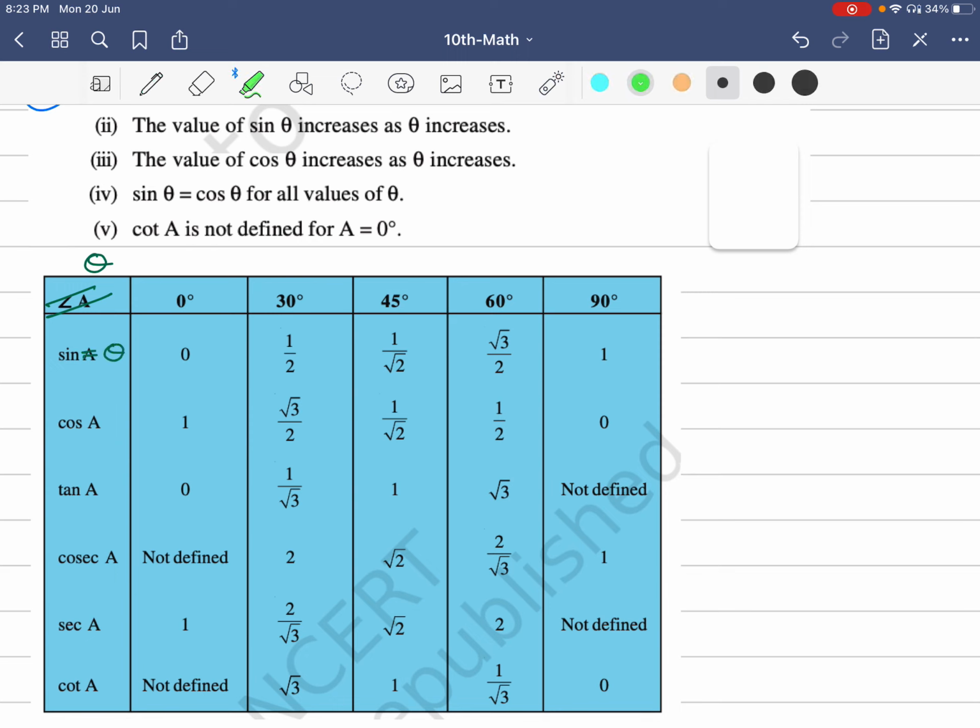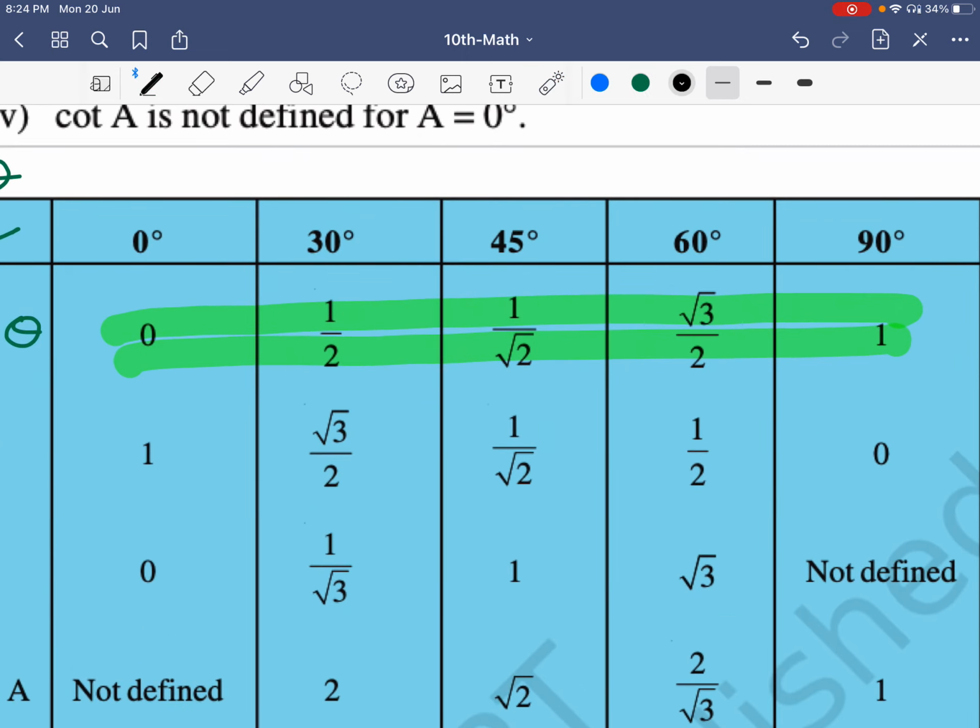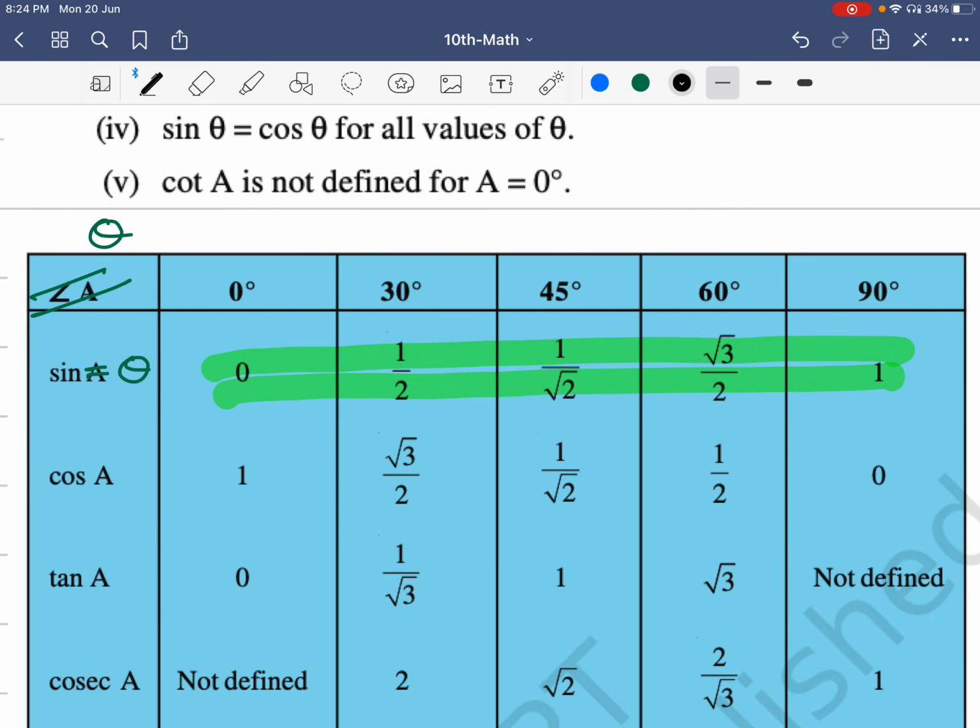Once again, let's focus on these values that I'm highlighting. Are these values increasing as theta is increasing? Theta is for sure increasing. Is sine of theta increasing? So let's try to find the actual values. Let me zoom in. This is 0. This is half, so it's 0.5. Let me draw a line here so that it's not confusing. Now 1 by root 2.